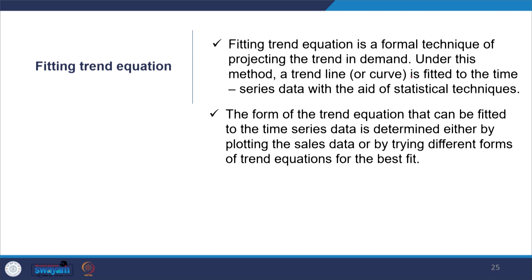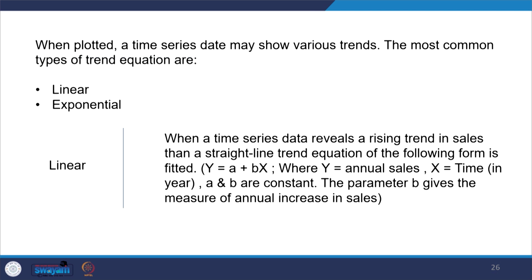One, the form of the trend equation to be fitted is determined either by plotting the sales data or by trying different forms of trend equations. So, either you plot it graphically, or you have different equations and you use those. Generally, two types of trend equations are formed. One is very simple, linear in nature, and the other is exponential in nature. Sometimes the data can even be non-linear, right. Many times, in real life, the data is not linear, it is non-linear. But we are talking about two situations here.